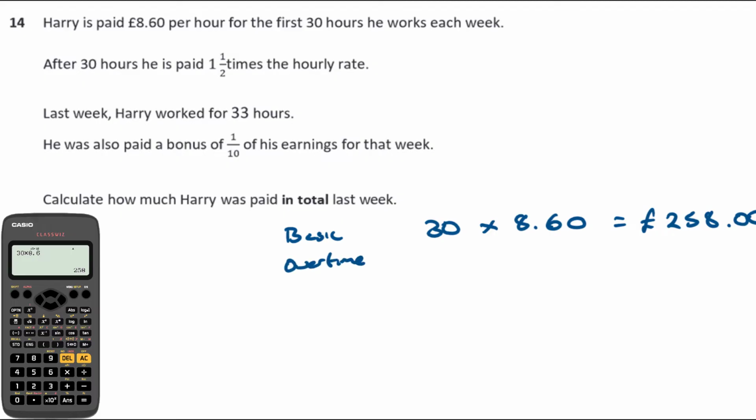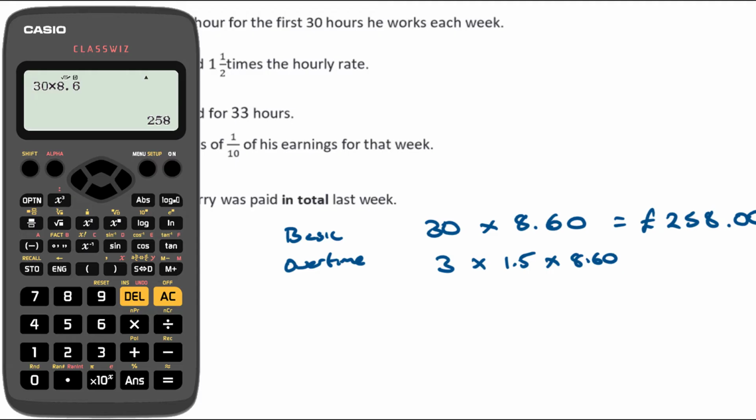It's an overtime rate, isn't it? Where he gets paid 1.5 times his hourly rate. So he is working the difference between 30 and 33. That means he's working 3 overtime hours. Now he's going to get an overtime rate of 1.5. So I'm going to multiply that, but I'm just going to write it as a decimal because it's easy to type into the calculator. 1.5, and then I'm going to times it by the hourly rate. So 3 times 1.5 times 8.6.